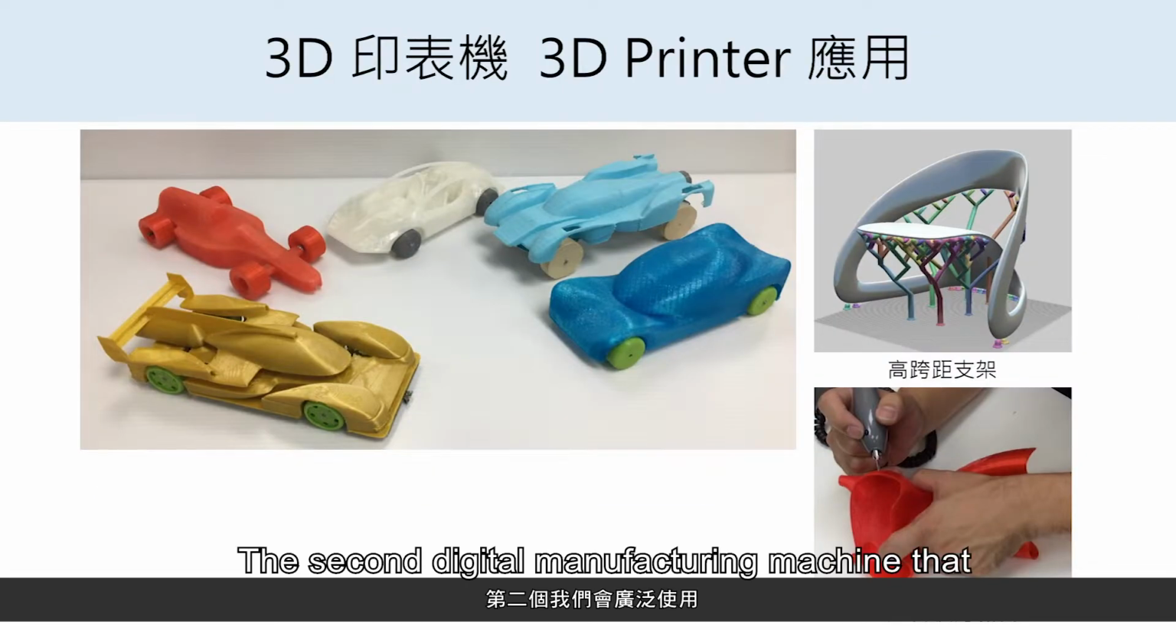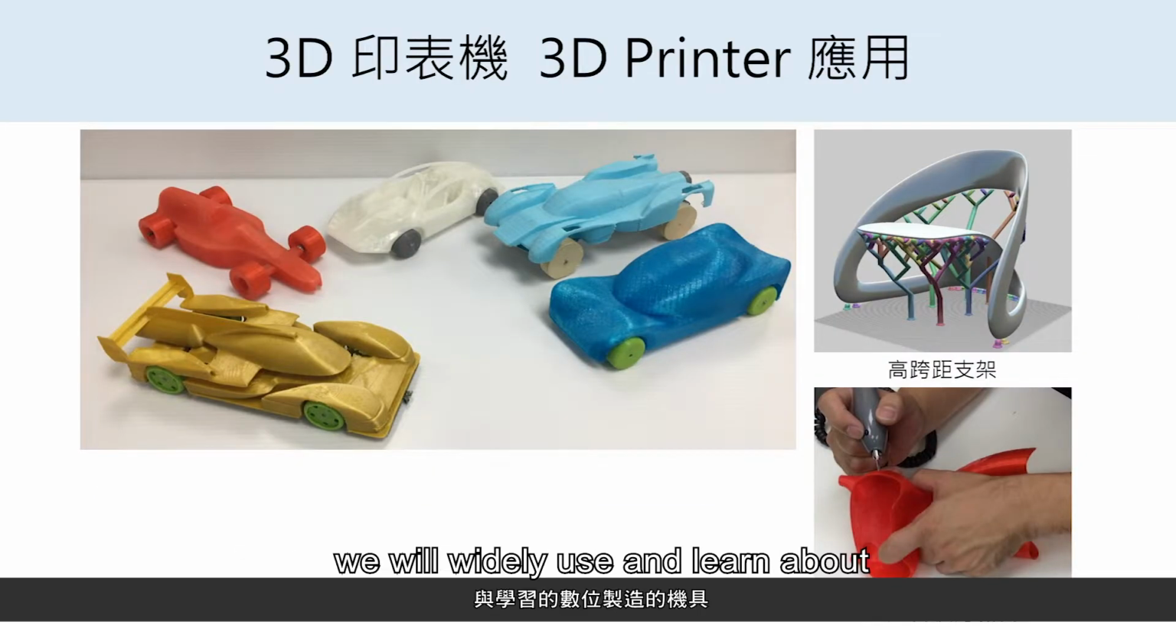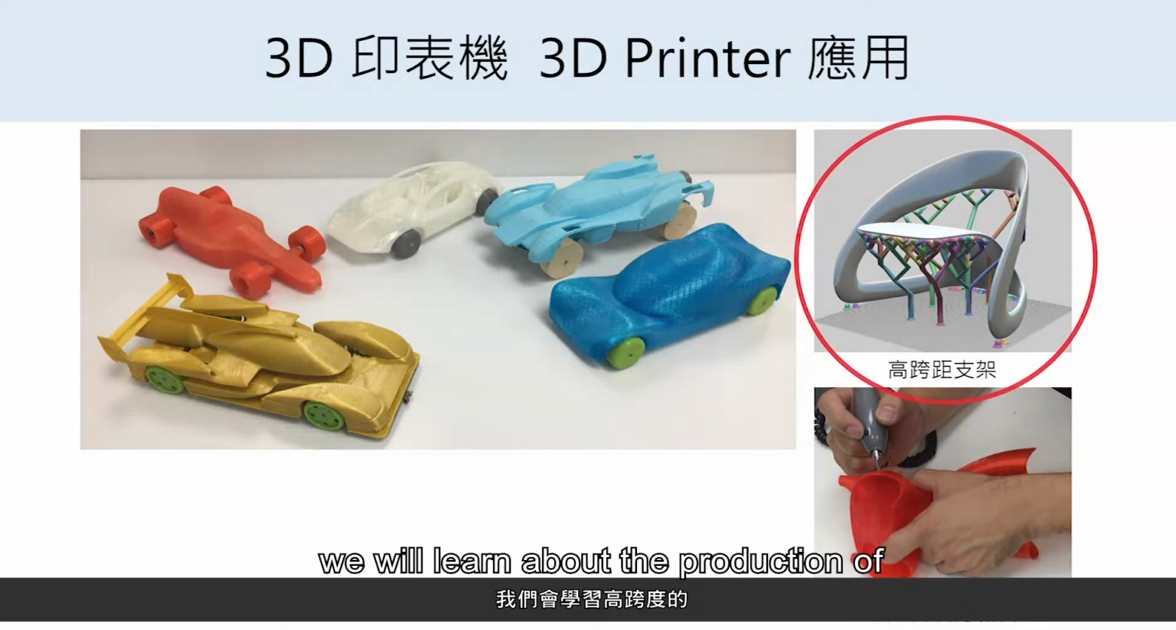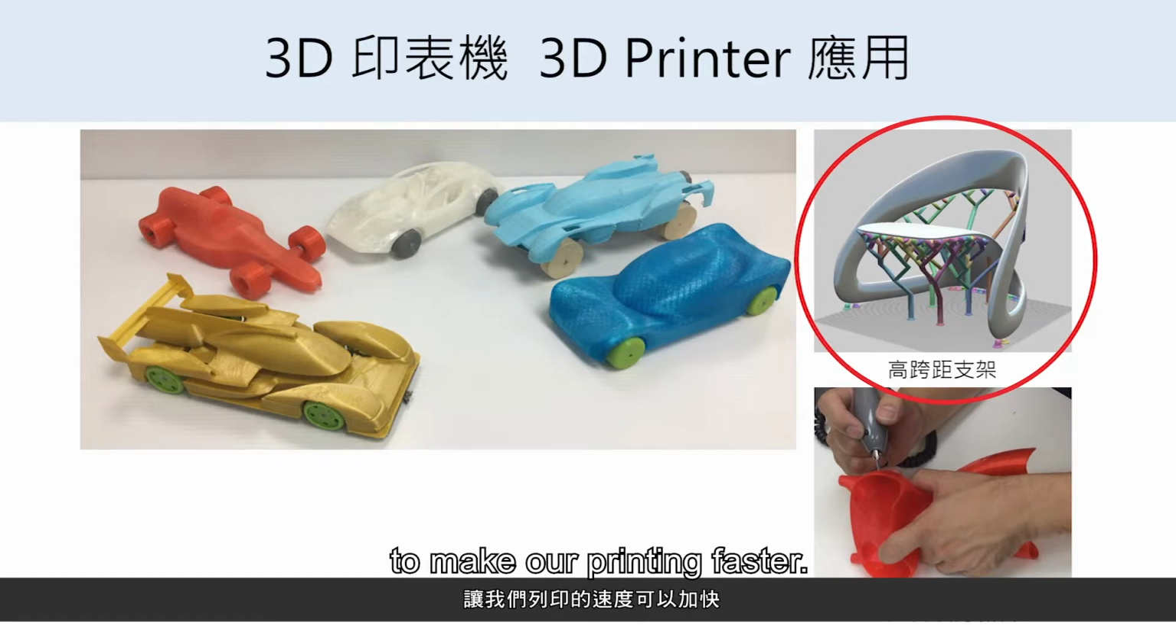The second digital manufacturing machine that we will widely use and learn about is the 3D printer. For the operation of this machine, we will learn the production of hollow models with high span, using simple supports to make our printing faster.